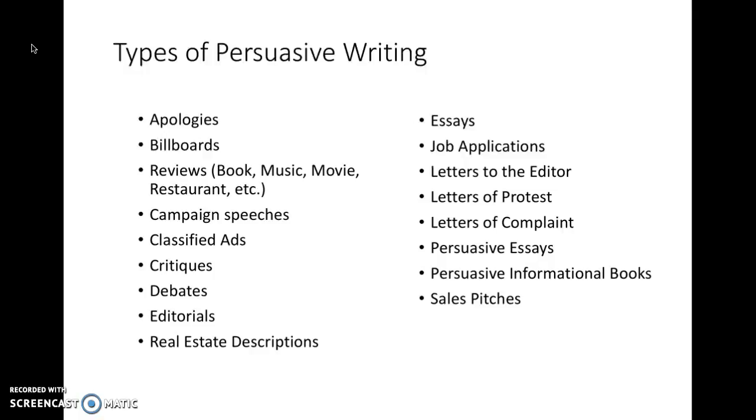There are all sorts of different types of persuasive writing. And I want you to see all sorts of possibilities in your multi-genre projects that you're creating. Apologies, written apologies, text apologies to somebody can oftentimes be a persuasive type of writing. Any type of billboards, any reviews, music, book, movie, restaurant, different campaign speeches, ads, critiques, debates, editorials, real estate descriptions. You're trying to convince somebody to buy the house. So those can be persuasive types of writing.